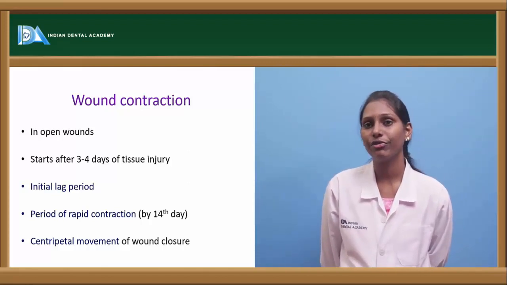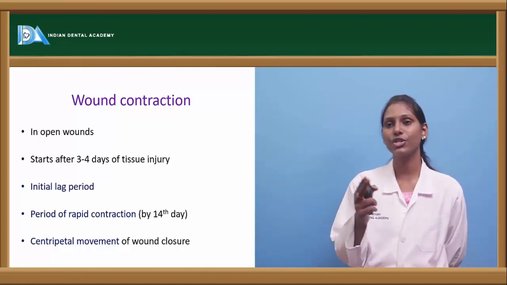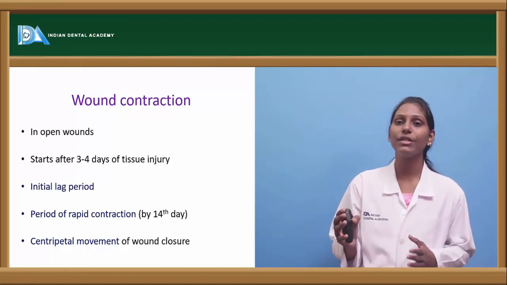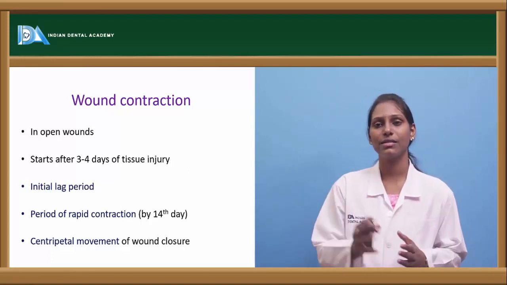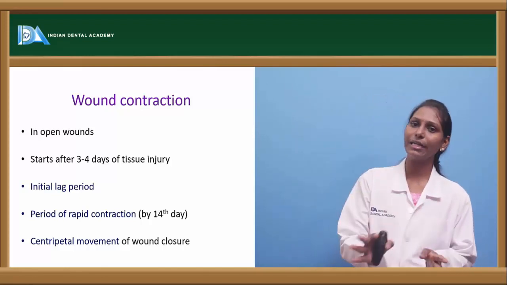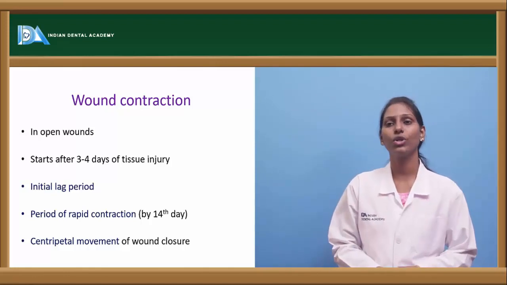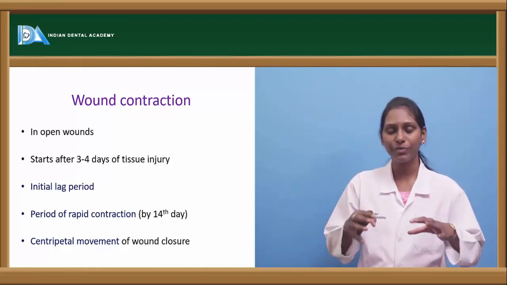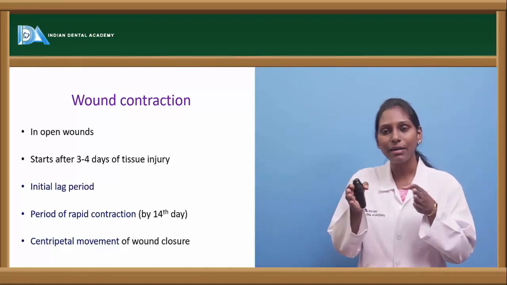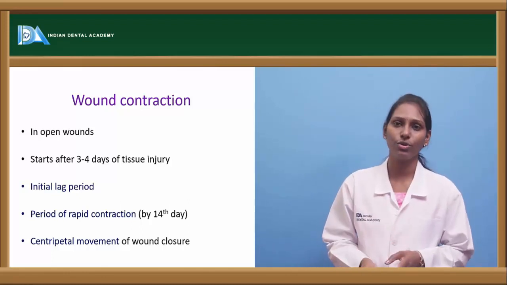After a certain period of lagging, we see the rapid contraction phase, which usually happens by the 14th day, where the size of the lesion, especially the diameter of the lesion, is constricted. In any wound healing process, in any inflammatory lesion, there will be centripetal movement of wound closure, that is, the granulation tissue from the periphery proliferates and comes towards the center. This is nothing but centripetal movement in wound closure.